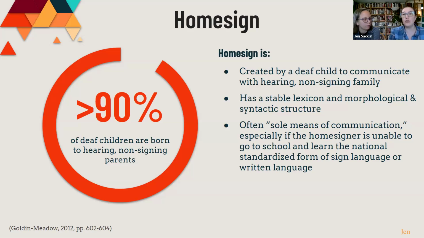So these are the learners that we're working with. Imagine you have a student who is from, pick a country, Turkey, and they never got to learn Turkish sign language. They just used home sign with their family.